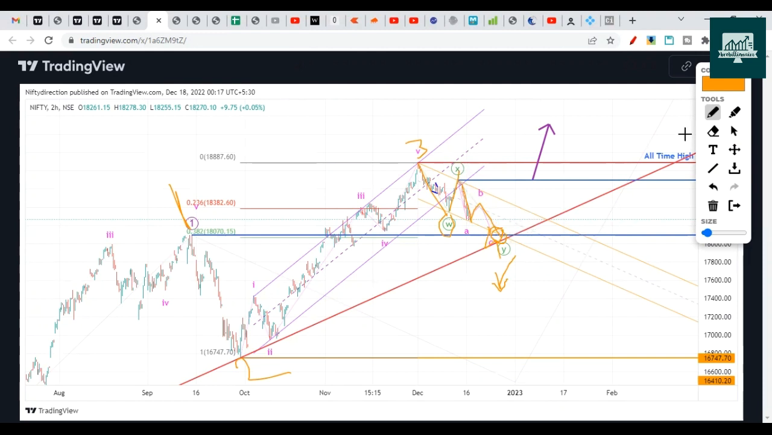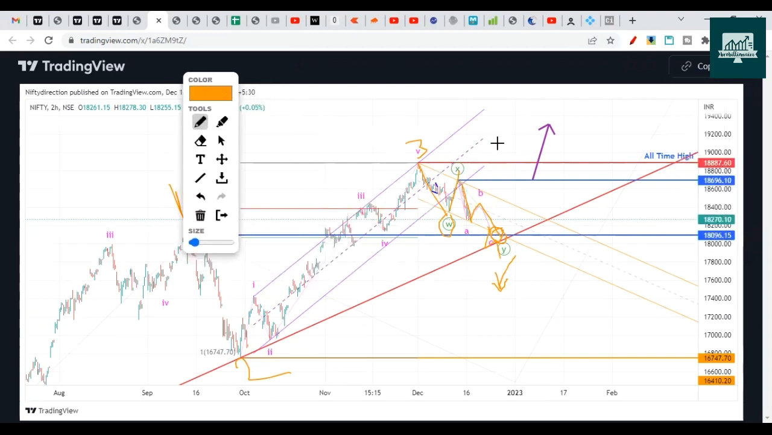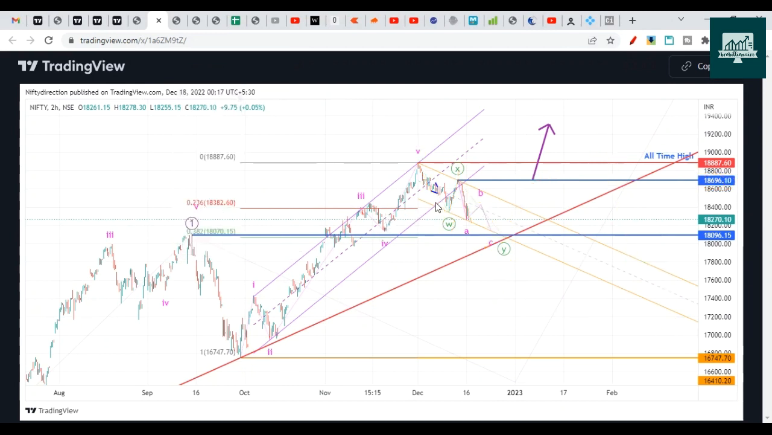To consider the fifth wave, I will have to wait for a break of 18,700. This is now the important swing for us on the upside. Unless this is broken, I will not consider the bullish view. There are two gaps left also while coming down. So this level is important for me on the upside. If it breaks this, then I'll consider that one more top is pending, and then we can have an ABC correction on the downside.